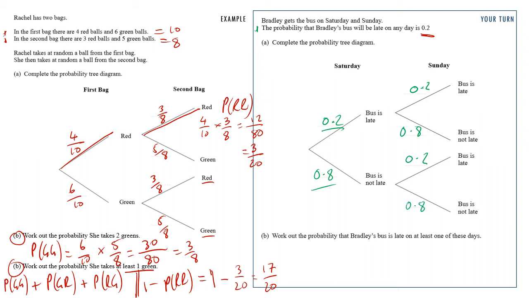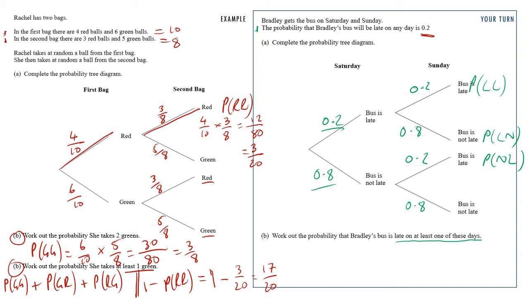So we want to find out the probability that the bus is late on at least one of these days. So there's different ways of doing that. It could be late on the first day, not late on the second. It could be not late on the first day, but late on the second, or it could be late on both days. So we could work out those 3 probabilities and then add them together.